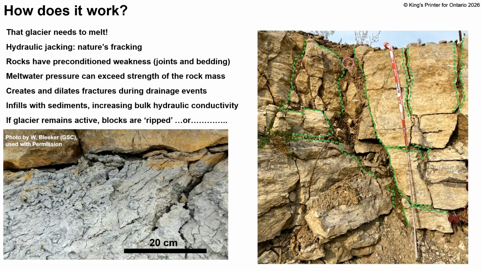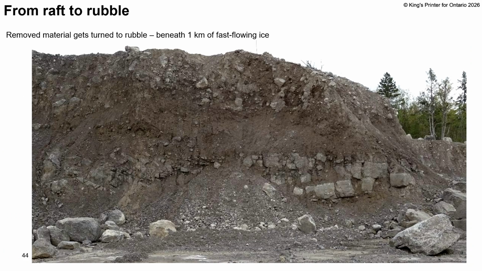So in some cases, if the ice remains active, it transports that material en masse, and we're seeing shear planes developed in the till as the huge raft was being dragged along the base. But that's a bit of a special case, because usually what happens is these huge blocks of rock get essentially pulverized almost instantly. So this is a nice example from south central Ontario, north of Peterborough.